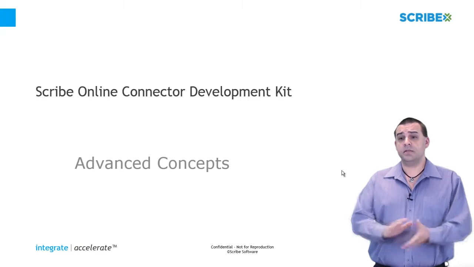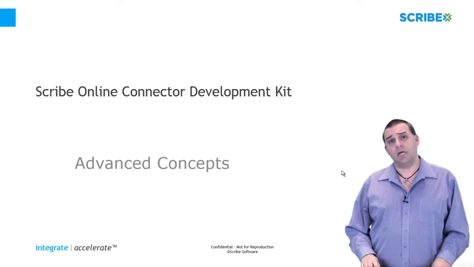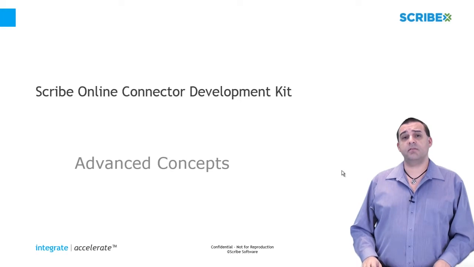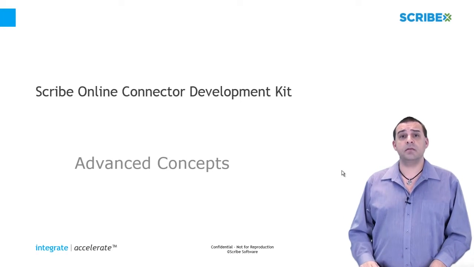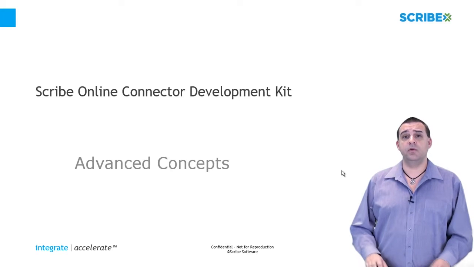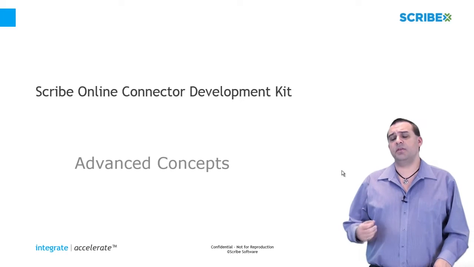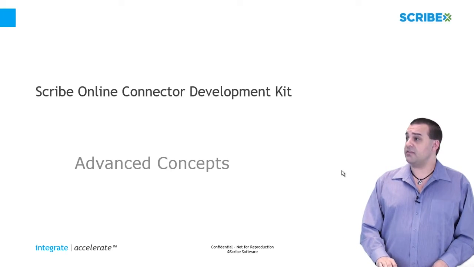All right, so we've gone through some basic concepts with our HelloWorld connector. You've learned a few things on how to get a connector available in the Scribe platform within your organization. And now we're going to take some of those concepts a little bit further, and we're going to look at a couple of advanced items.